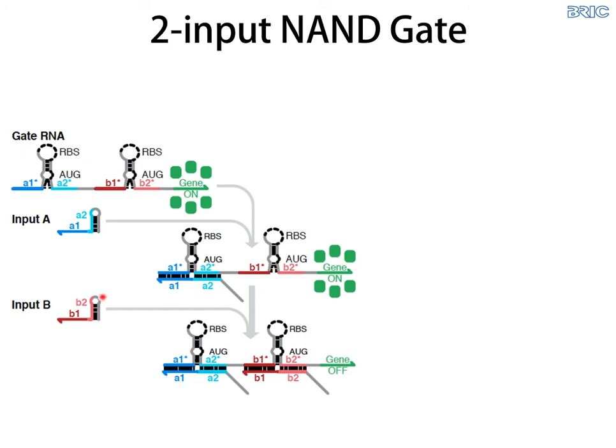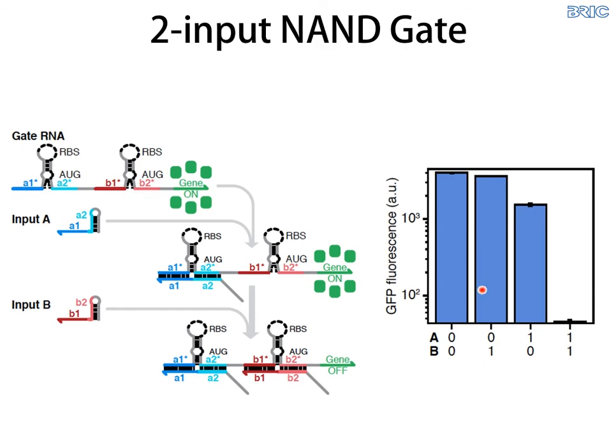So you have to also have the second input to lock the second structure. Then you cannot actually express the gene. So it's analogous to a NAND gate, which means that you have to have both inputs to not express your downstream gene. So this is the result. With no input or one input, you can have a pretty good expression. But if you have both inputs, then your expression is very low. This is like a two-input NAND gate.